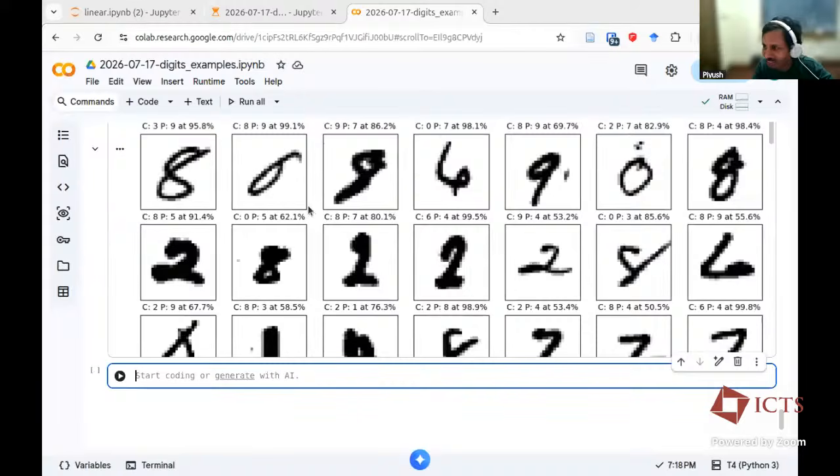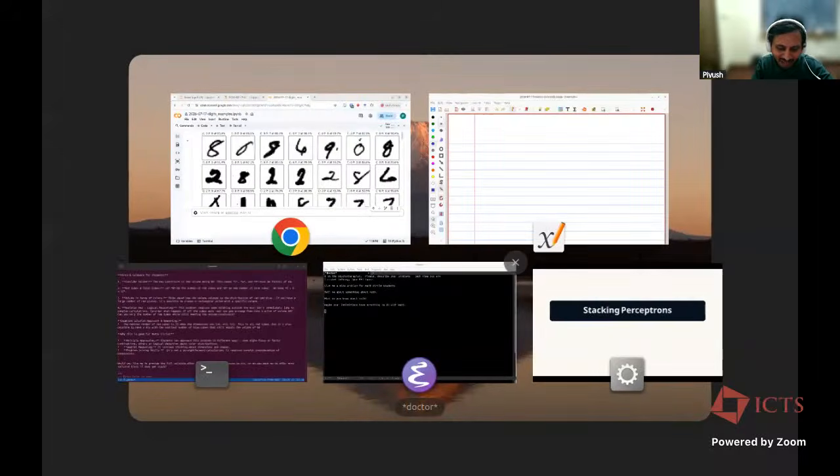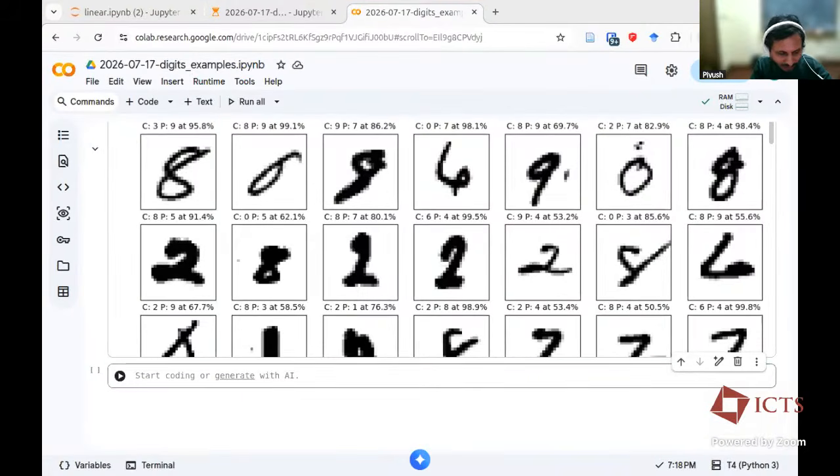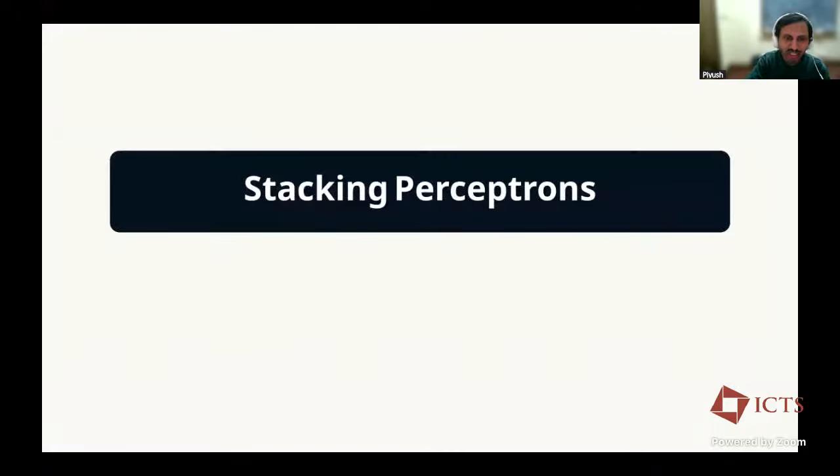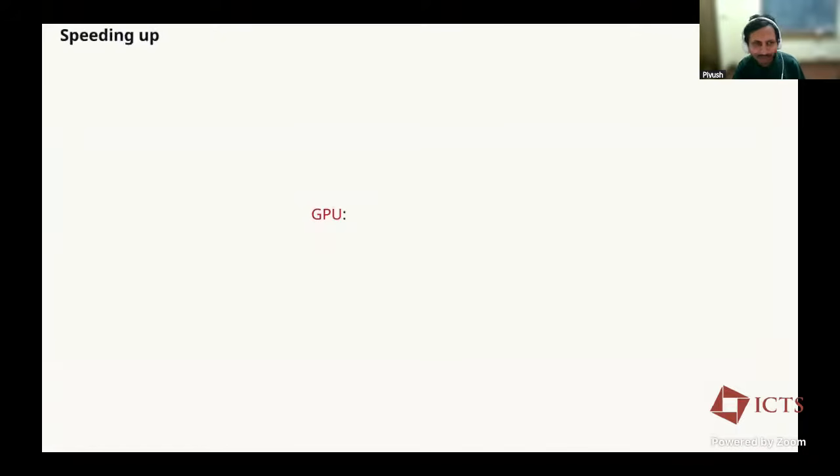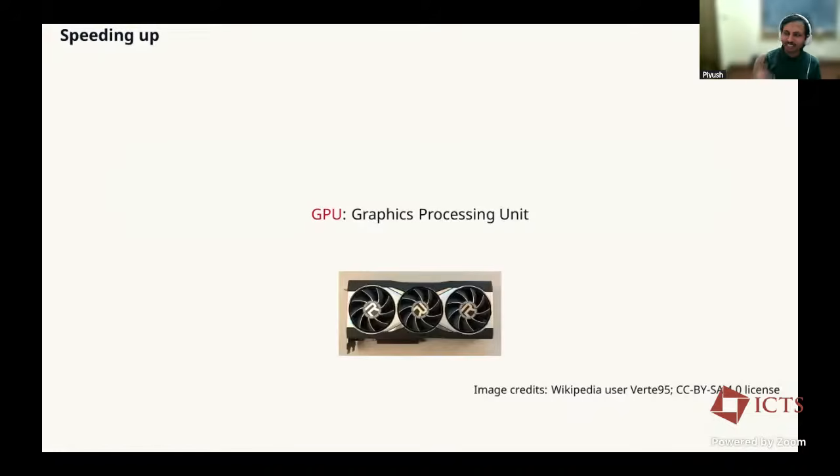So what was this T4, and where did it come from? This is something called a GPU, the T4 computer. That stands for graphics processing unit. Some of you might have seen such a thing, maybe in school or at home. The consumer versions of these look like this. This is a picture of one taken from Wikipedia. It looks more like a bunch of fans than anything like a computer, but let's wait on that.